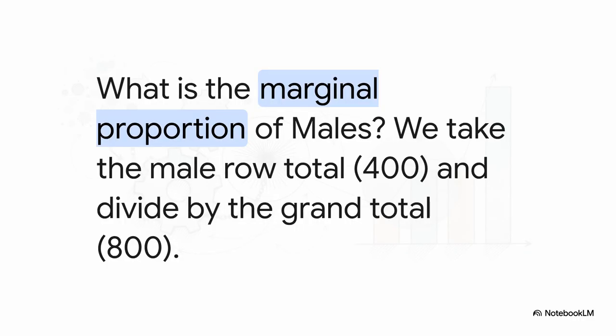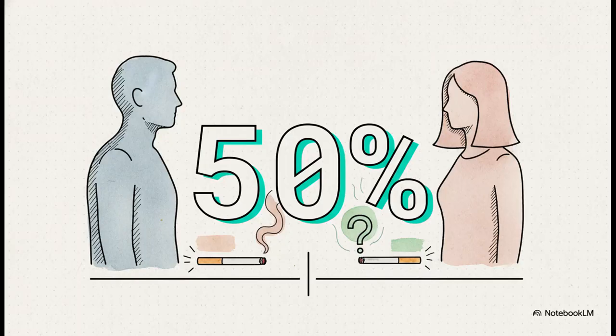So for instance, let's say we want to find the marginal proportion of males. Super simple. We just grab the total number of males. You see it there, it's 400 in the row total. And we divide it by the grand total of everybody in the study, which is that 800 in the corner. And what does that give us? Boom, 50%. So from this high-level marginal view, it looks like our group is perfectly split, 50-50, males and females. But, and this is a big but, this view tells us absolutely nothing about smoking yet. It's just one piece of the puzzle.